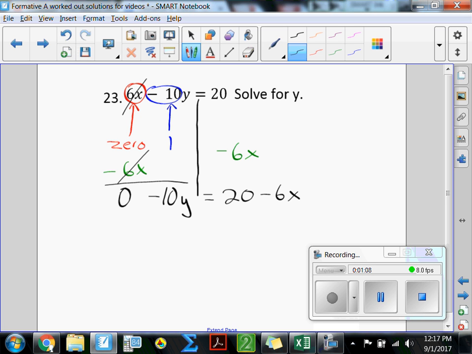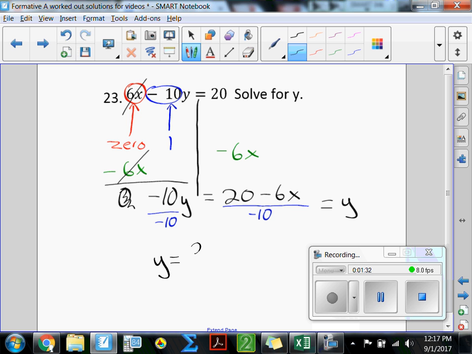0 minus 10y is just a negative 10y, and so now I can divide by negative 10. You can do this a couple ways. For this unit, we'll let you write it all under at one time and just say that's your answer: 20 minus 6x over negative 10. But in the next unit, we're going to want you to go a little bit further.